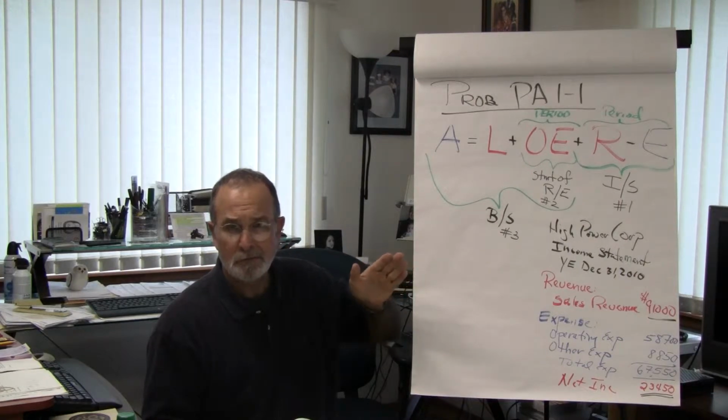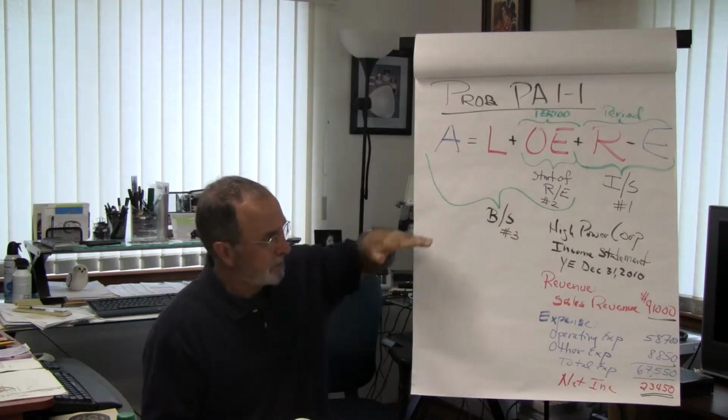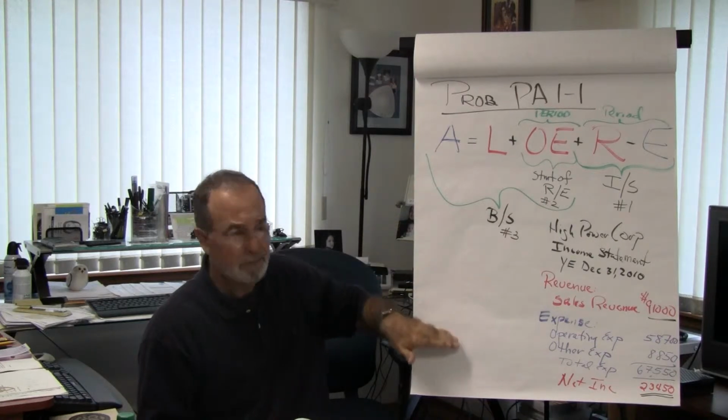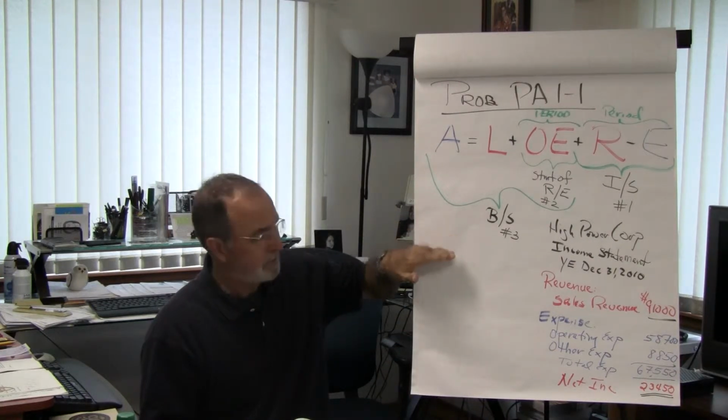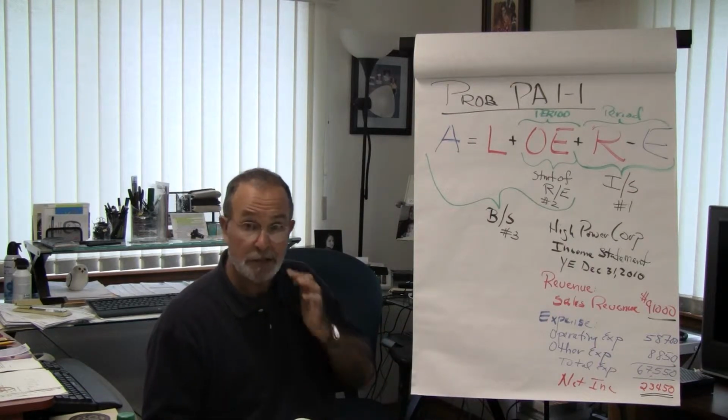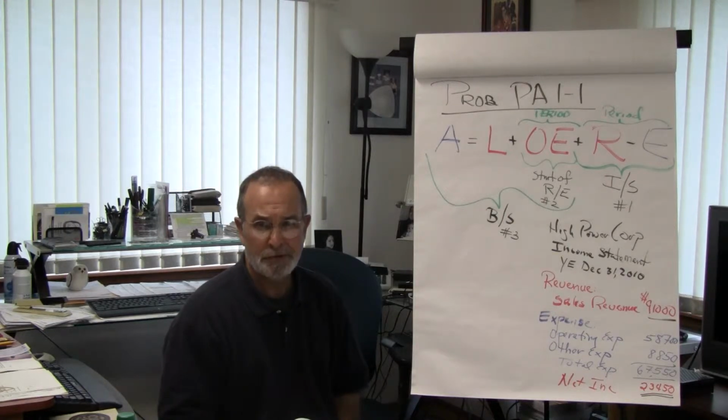So the statement of retained earnings needs to show what happened to retained earnings from beginning of year until end of year, from January 1, 2010 until December 31, 2010. And again, keeping in mind that since this is the first year of operation for the business, the January 1 retained earnings balance is 0.